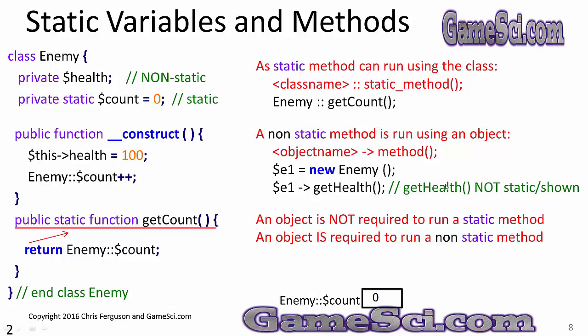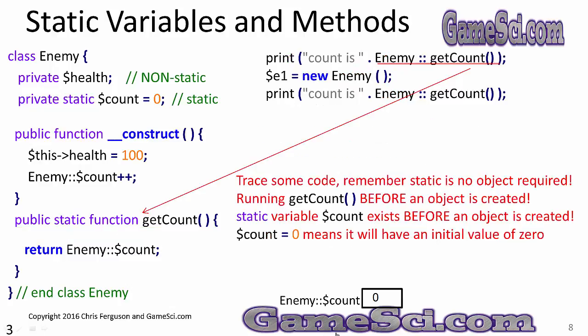Now, I didn't show you the getHealth method. There's not enough room in here. But any non-static method, this is how you run it. You create an object and then use the object to execute the method. An object is not required to run a static method. An object is required to run a non-static method. getCount is static. I can use the class Enemy to run getCount. getHealth is non-static. So I have to use an object to run getHealth. Do you see where I said no object required? I don't need an object to run a static method.